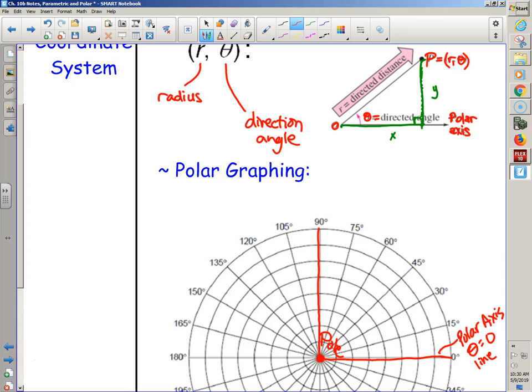I'm starting to show you the important pieces, and I figure that as you need to, you can start building it. So right now we've drawn an origin. We've drawn out a positive x-axis, calling it the polar axis, or the theta equals 0 line. This one used to be called the positive y-axis. Now it's technically called the theta equals 90, or theta equals pi over 2 line.